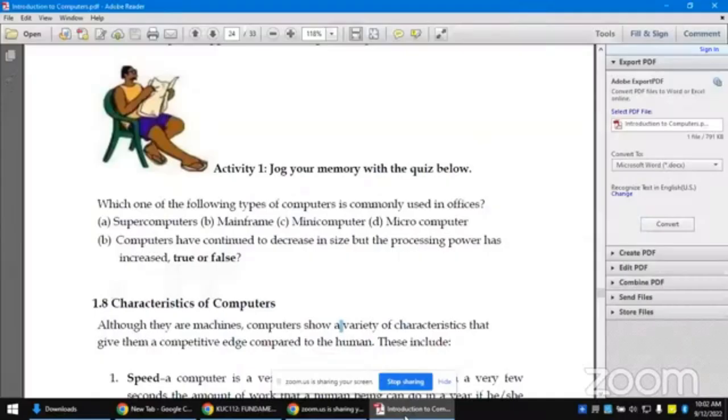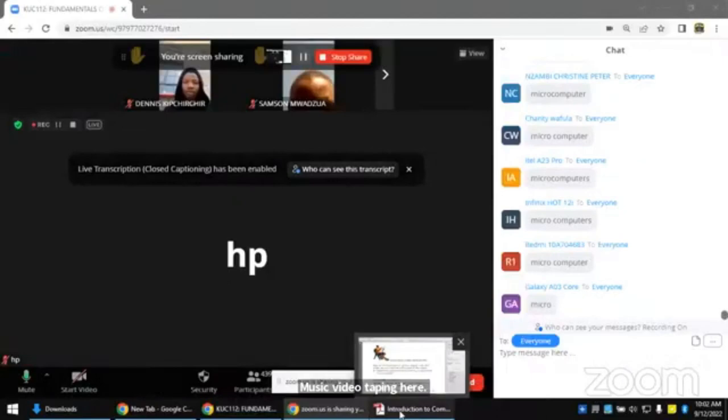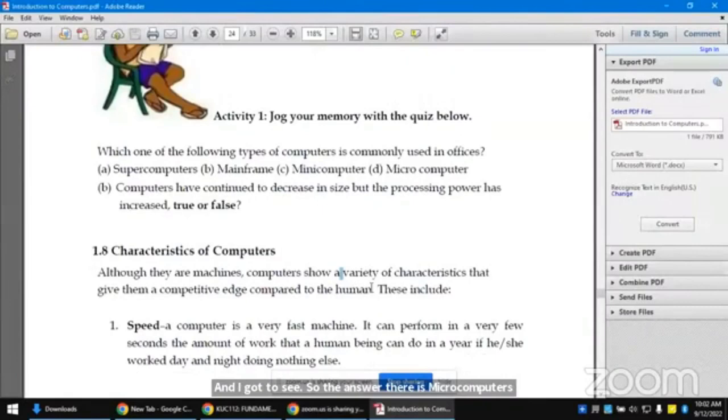So the question was, which one of the following types of computers is commonly used in offices? Supercomputer, mainframe, mini computers, or micro? Choose one. Before I give the answer, I want to see what you're typing here. Yes, I'm just seeing what you're typing. And I can see. So the answer there is microcomputers, mostly are the ones used in offices.